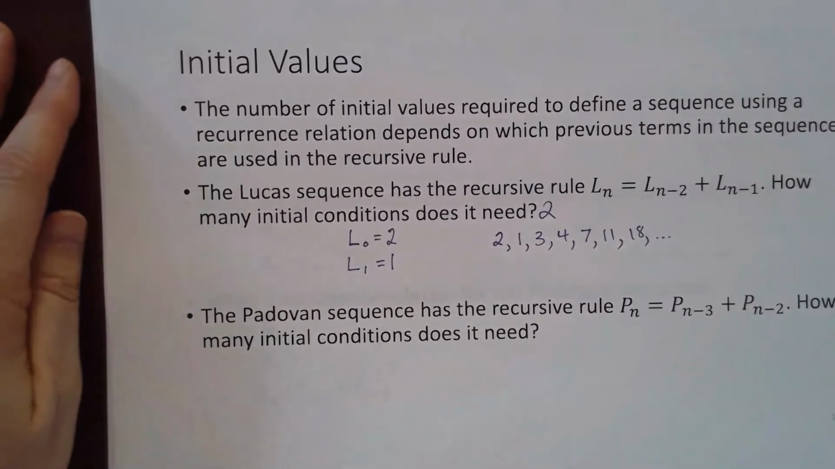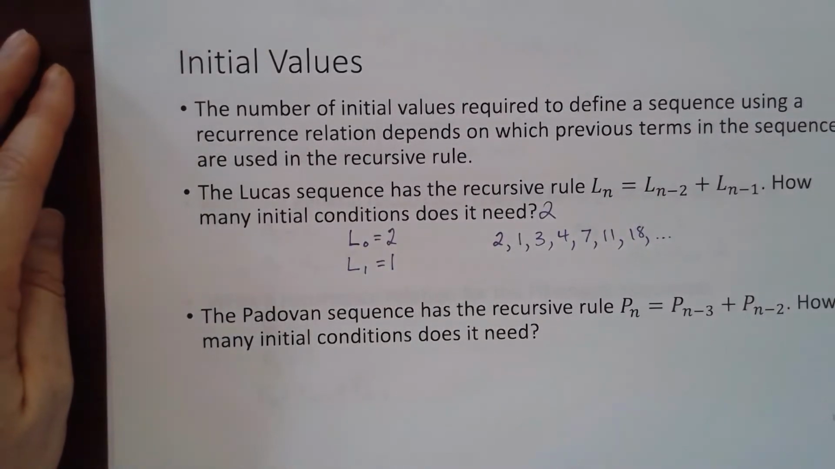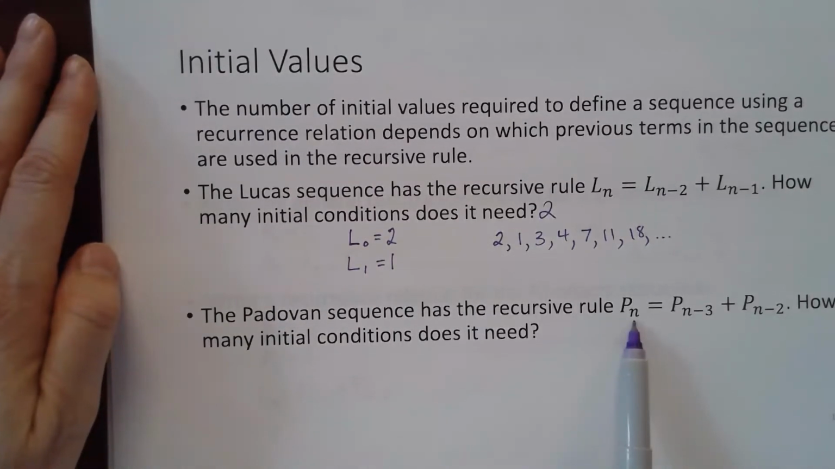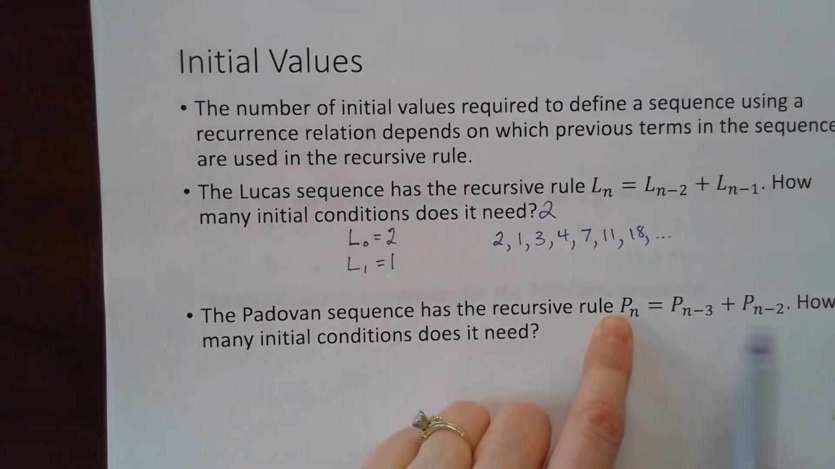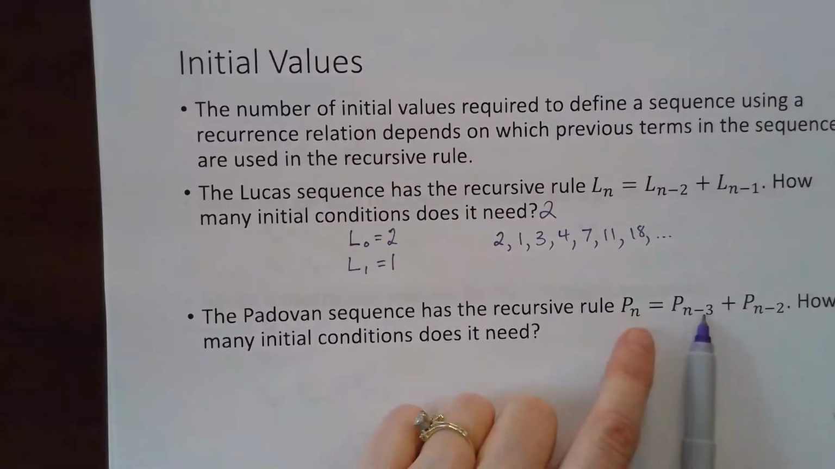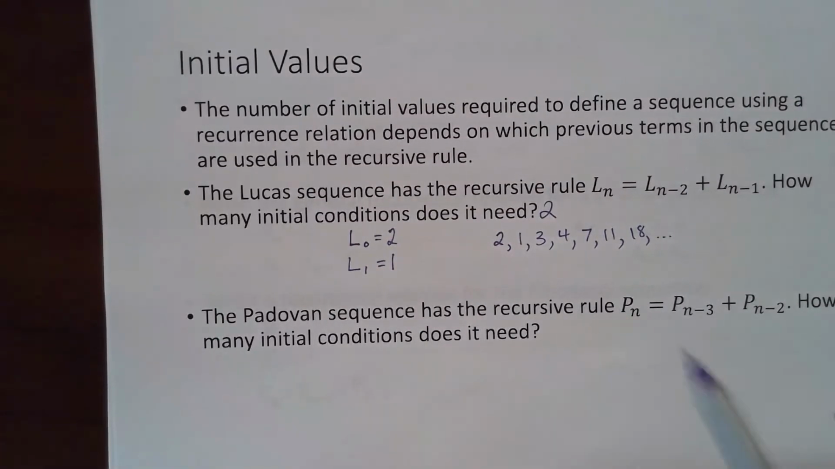The Padovan sequence has this recursive rule. To find the nth term, you go to the term that's 3 positions before it, plus the one that's 2 positions before it, and you add those 2 together. So how many initial conditions are we going to need on that one? I heard somebody say it. We need 3. If you look, this is the smallest index. It's 3 away from this one, so you're actually going to need 3 initial conditions on that one.